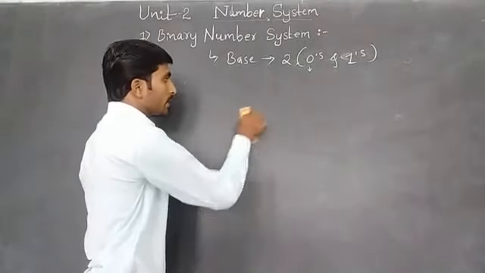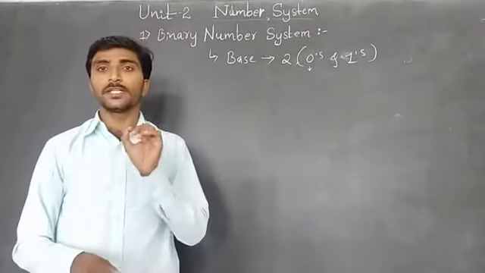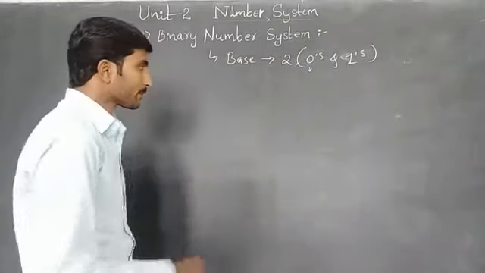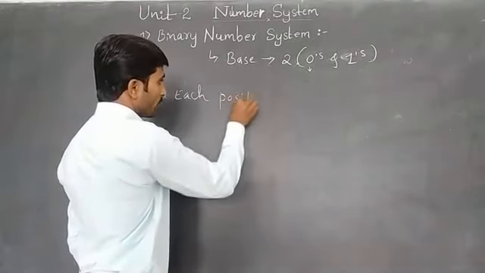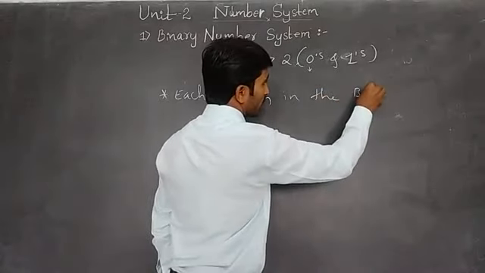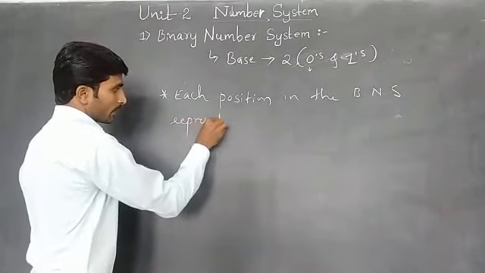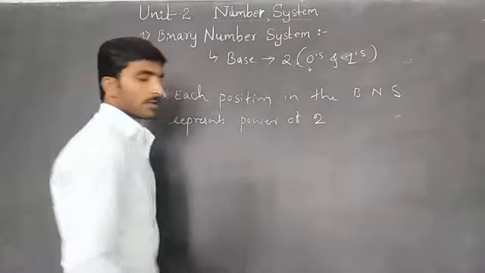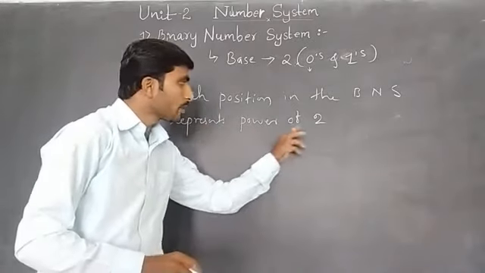Okay, now this is a positional number system. Each position in a binary number represents a power of the base. Each position in the binary number system represents a power of 2. Okay. How to give a position for the binary numbers? With the help of power of 2.